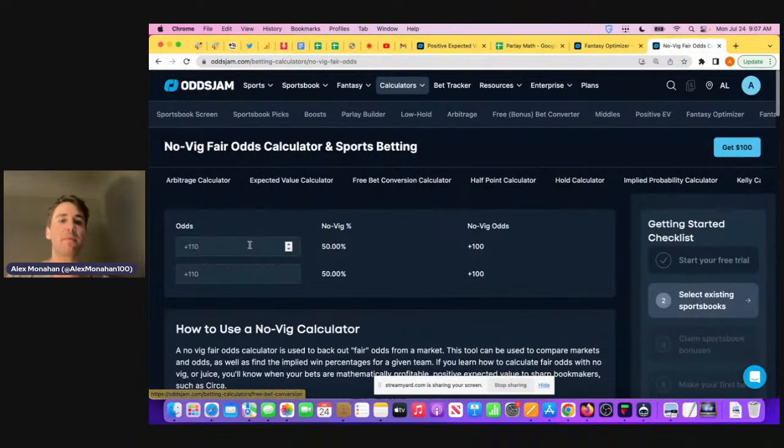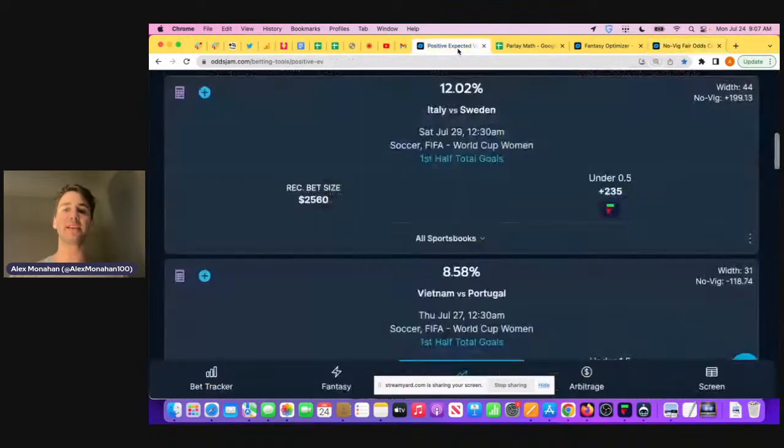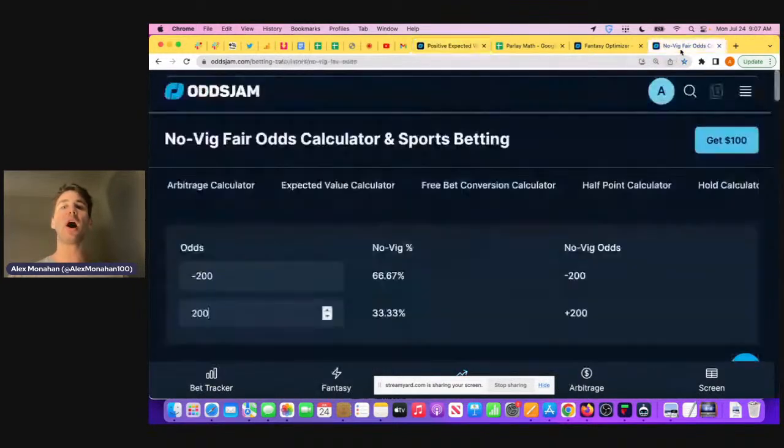So what you have to remember is sportsbooks tell you win probabilities through their odds. What I mean by that is if a team is a minus 200 favorite, that means they're a 2-to-1 betting favorite. They're 2/3 to win the game, 66.67%. If a team is a plus 200 underdog, they're a 2-to-1 underdog. They're winning the game 1 out of 3 times. They're a third to win the game.